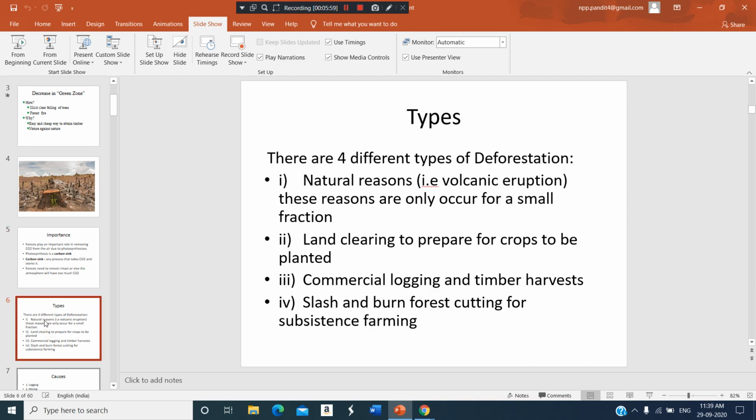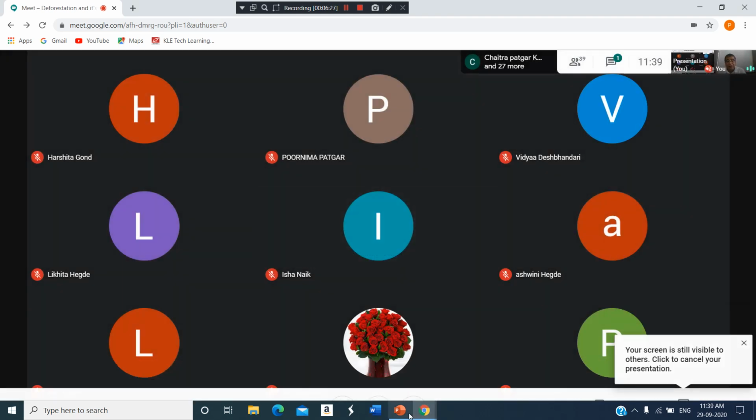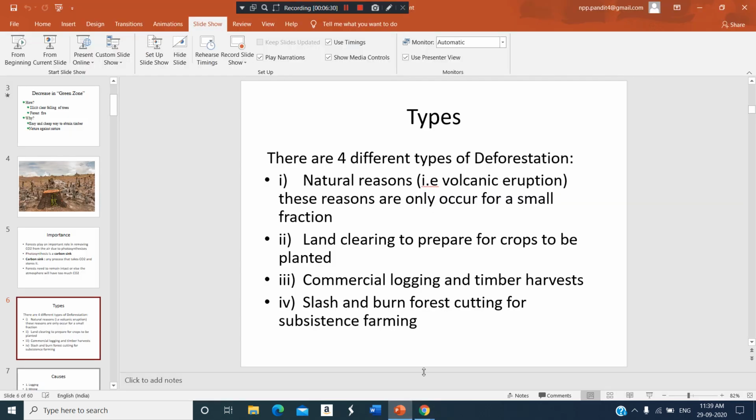Here there are four different types of deforestation. One is natural reasons, sometimes because of volcanic eruptions, or natural forest fires. The other three are mainly anthropogenic, because of human intervention. What are those? One is clear felling of the forest. It is known as coop cutting, where a large forest tract is cut and converted into agricultural land.